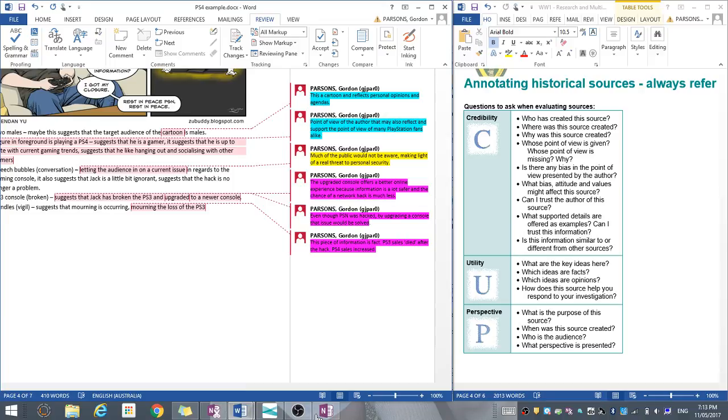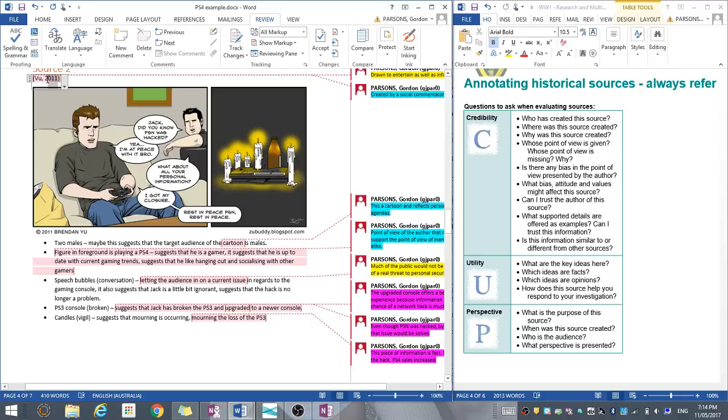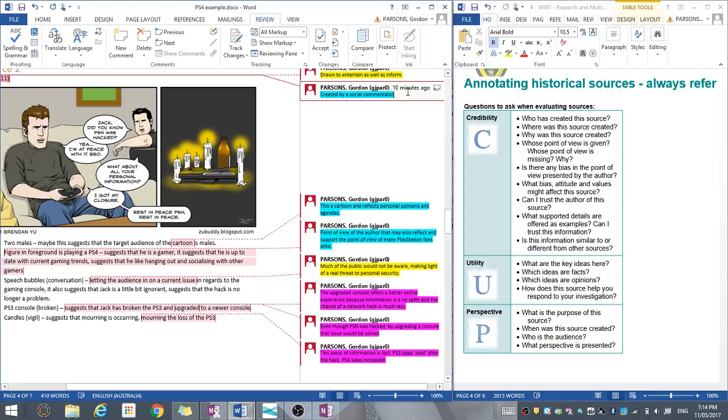The next thing we need to look at, when was the source created? This source was created in 2011. We can see that from up here. So I'm going to try and highlight the date. I can't add a comment. So again, I'll just highlight the author. Actually, I might just continue on from this comment here. I will highlight it in a different color so you can see. So this was created in the same year as the hacking situation occurred.